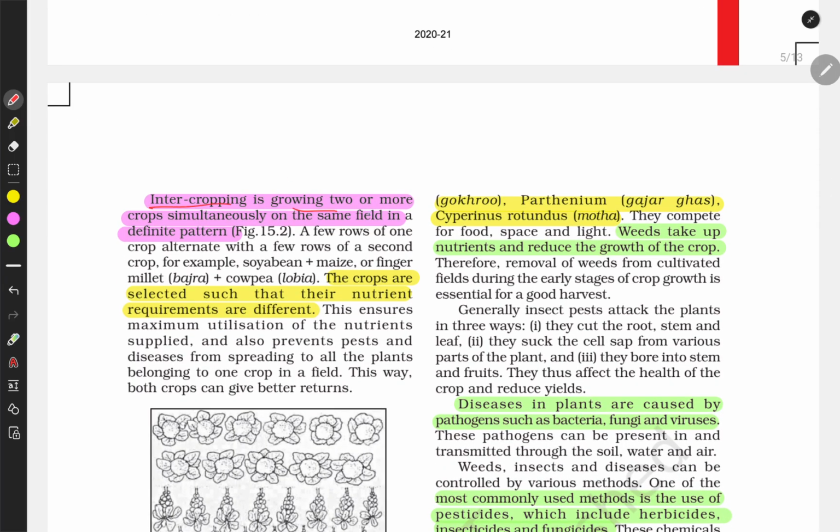Intercropping is growing two or more crops simultaneously in the same field in a definite period, so that the maximum nutrients from the soil can be utilized. Crops are selected such that their nutrient requirements are different, so that no crop's nutrients are compromised.